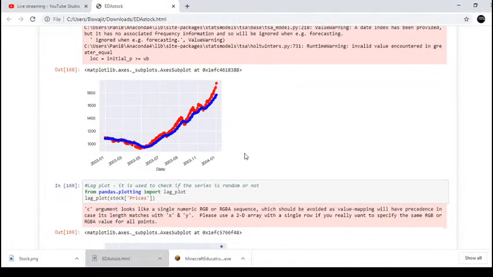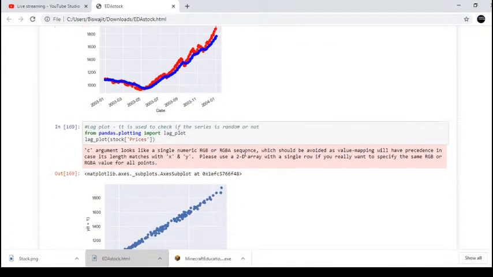All right, then what we'll do is plot something called a lag plot. A lag plot is used if you want to check if the series is random or not. And why is that important? Because if the series is random, it's very difficult to forecast its future values, because you cannot simply predict future values of a series if the values are random, right? So it simply does not make sense to build a model for random time series data.